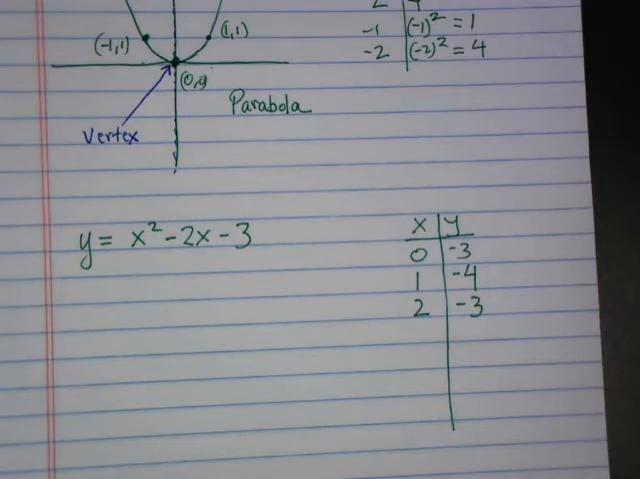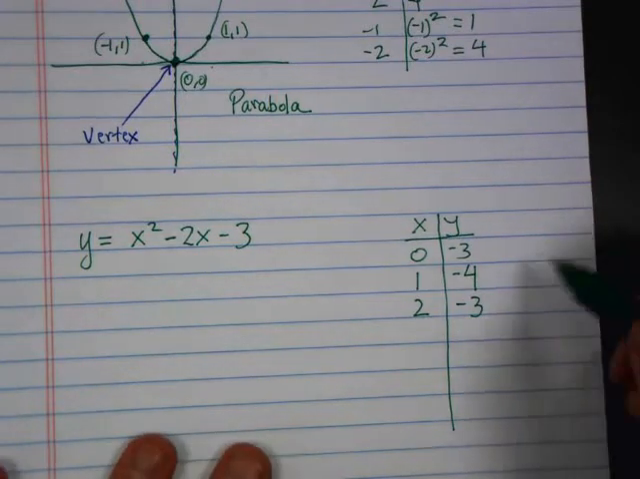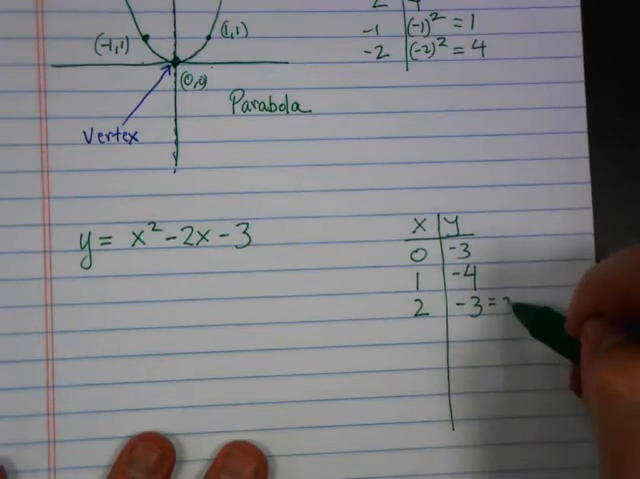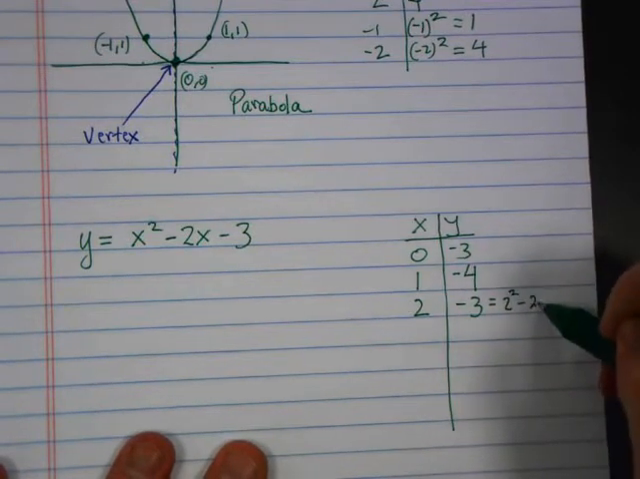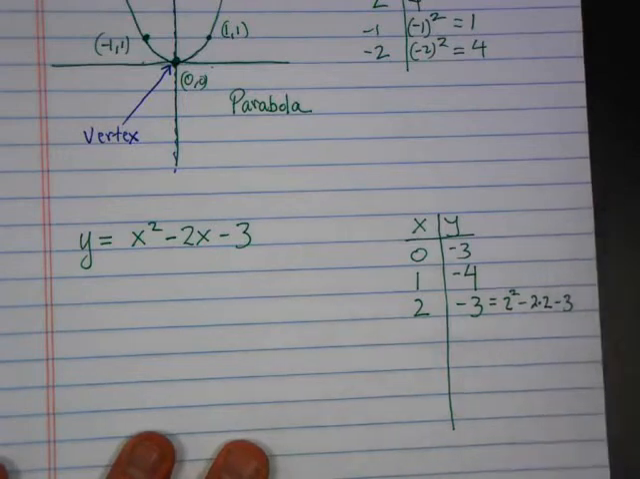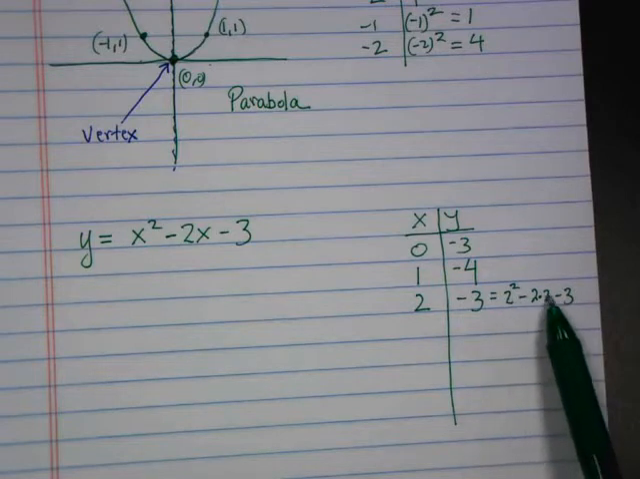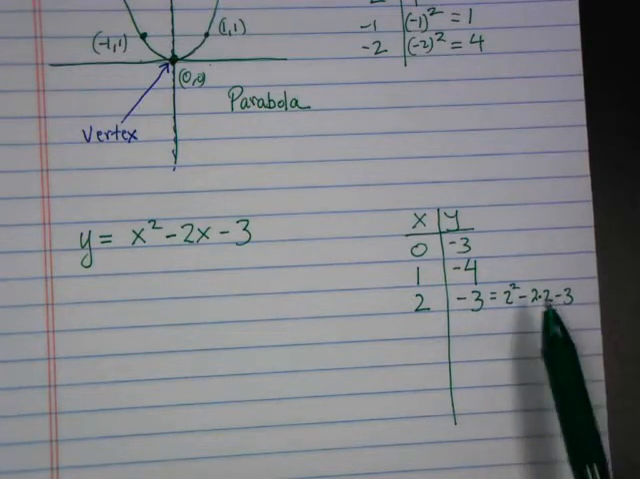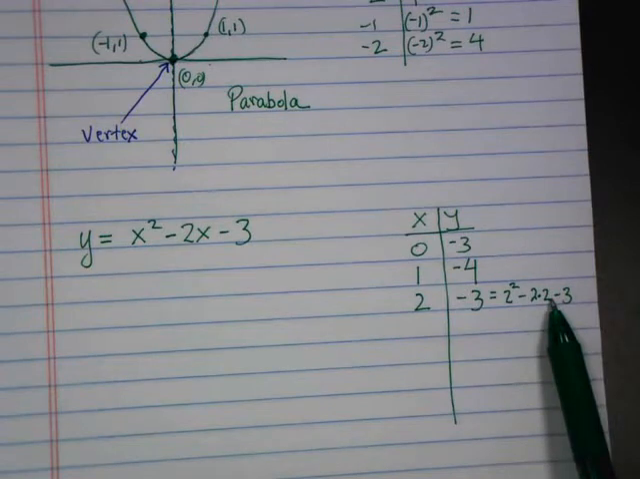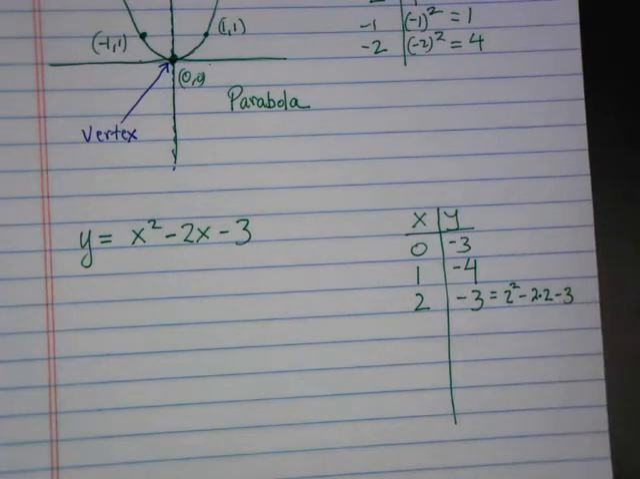Can you write that out real quick? Yep. If I plug the 2 in, this would be 2 squared minus 2 times 2 minus 3. So 2 squared would be 4, and then 2 times 2 would also be 4. So I'd have 4 minus 4, that's 0. And then negative 3 is the only thing left.